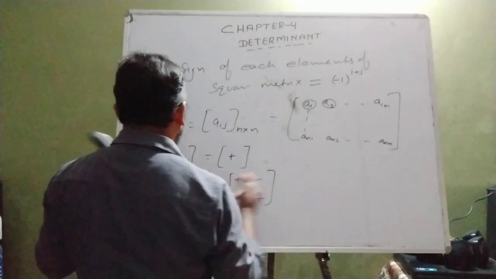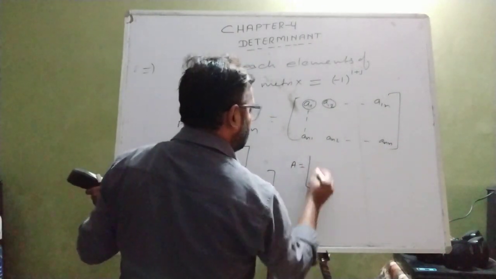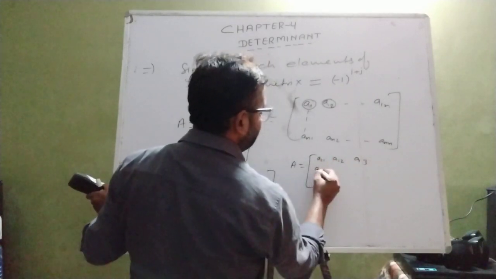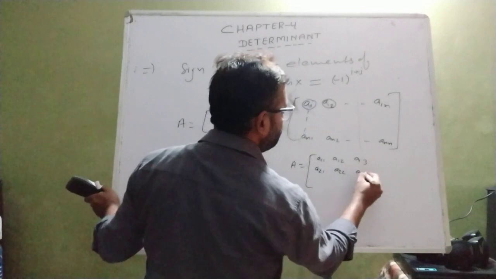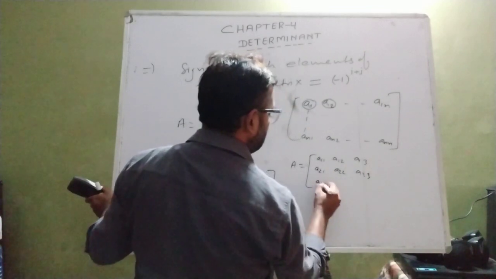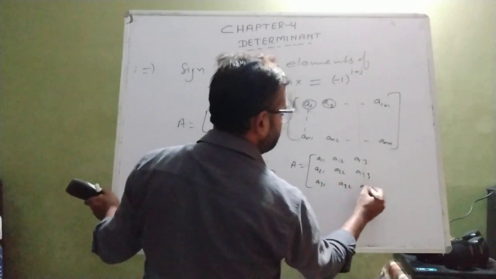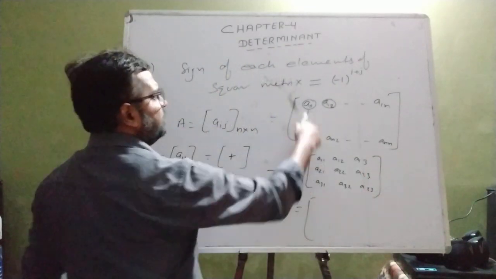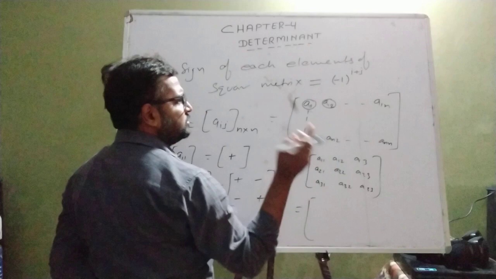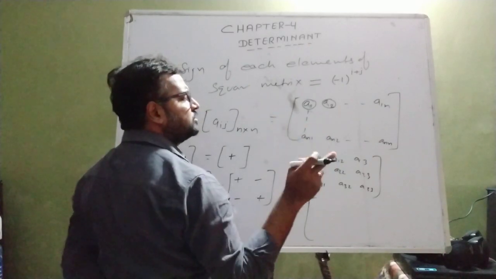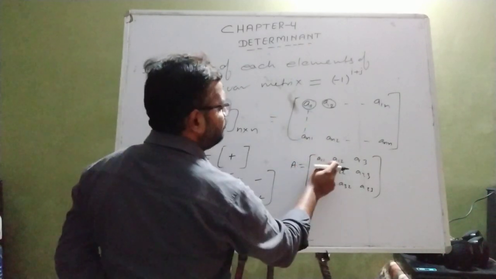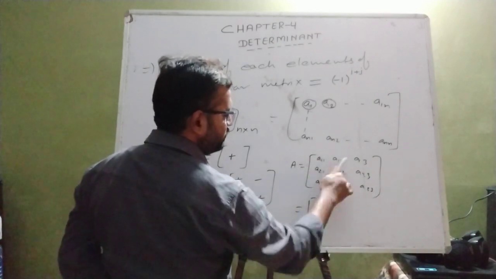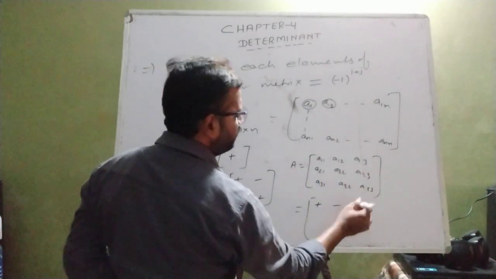Suppose now we take a matrix of order 3 by 3: A11, A12, A13, A21, A22, A23, A31, A32, A33. You need to check (-1) to the power i plus j. If i plus j is even, then the sign will be positive. If it is odd, then it will be negative. 1 plus 1, 2, positive. 3, negative. And now it is again positive.